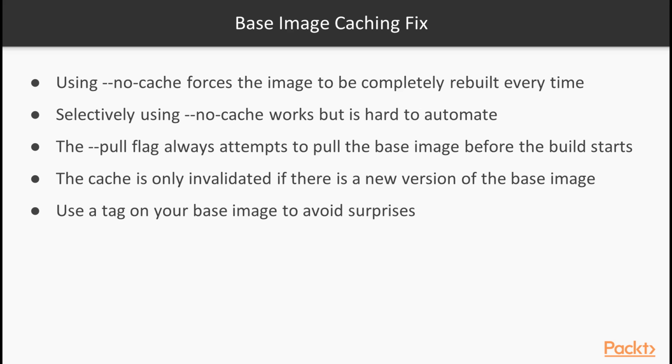Fortunately, Docker has provided the pull flag for Docker build. When the pull flag is used, Docker will always attempt to pull a newer version of the base image. If you already have the latest version, nothing will happen and your cache will still be valid. You'll still get all of the speed-up benefits of the layer cache. If there is a newer version, Docker will download it and rebuild your whole image from scratch.